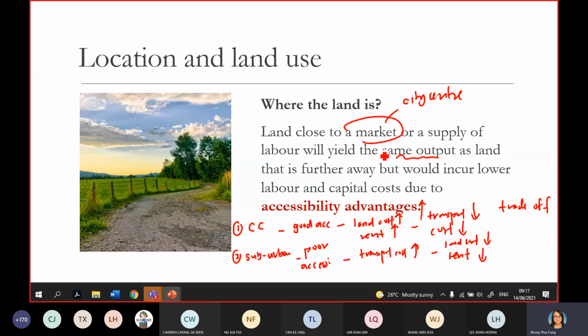Okay, so that is what it means when land close to the city center will yield the same output as land further away, because in the city center it is one up, one down, and in the suburban area also the same, one up, one down. So you have to choose. Do you depend on accessibility or not?